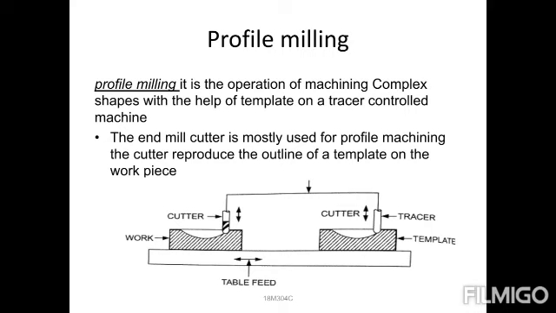It is the operation of machining complicated shapes with the help of a template and a tracer controlled machine. The end mill cutter is mostly used for profile machining. The cutter reproduces the outline of a template on the workpiece, right? This is the process. We can observe that a table feed is also provided.